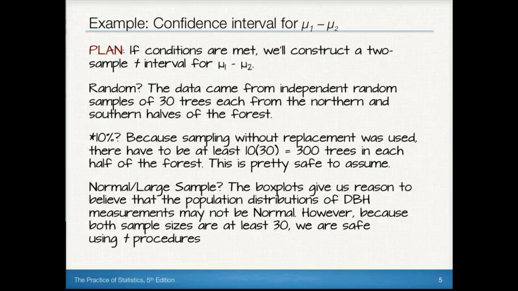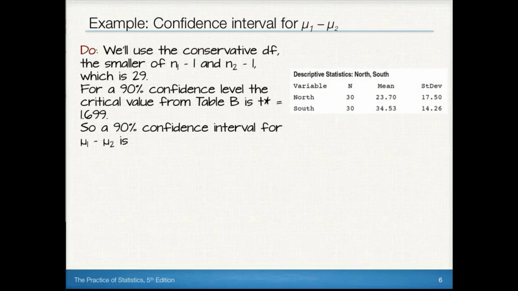And the box plots here give us reason to believe that the population distributions of DBH measurements may not be normal due to the skewness in the box plots. However, because both sample sizes are at least 30, we're safe using t procedures. We'll use the more conservative degrees of freedom, the smaller of n1 minus 1 and n2 minus 1, or in this case 29. For a 90% confidence level, the critical value from Table B for 29 degrees of freedom would be t-star equals 1.699.